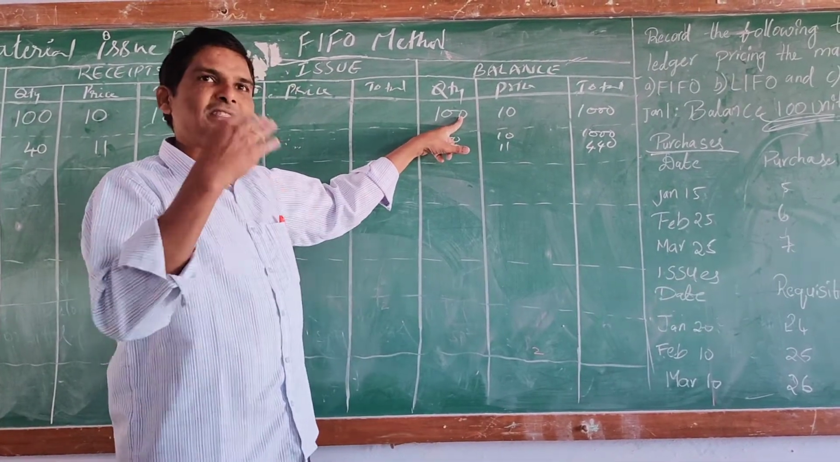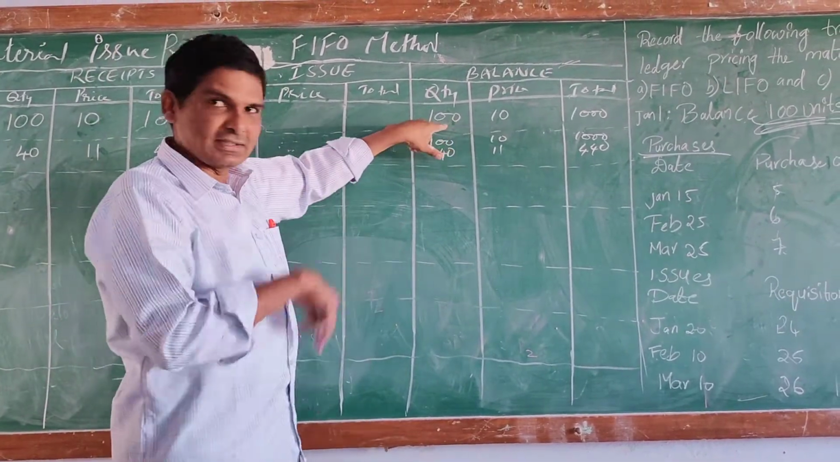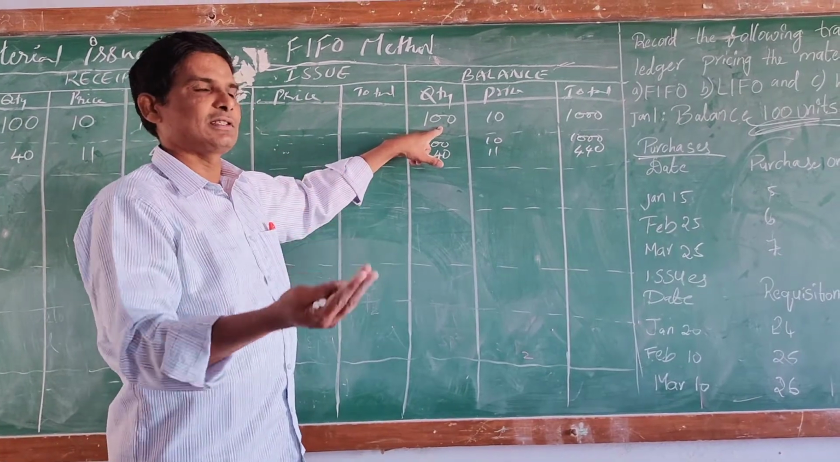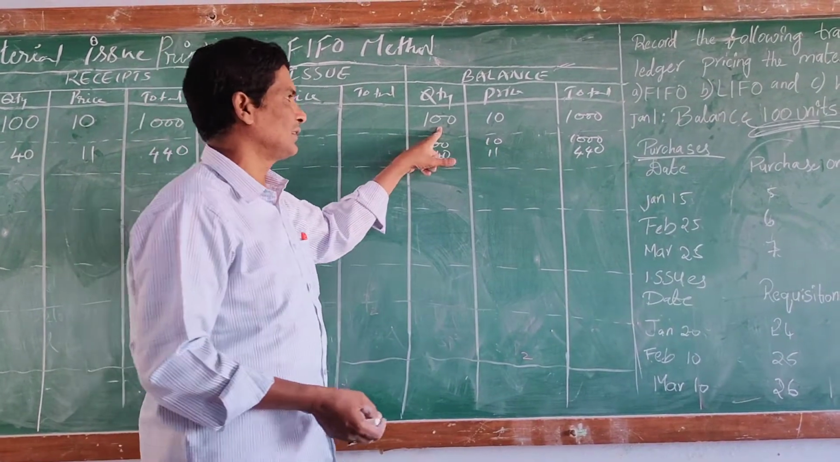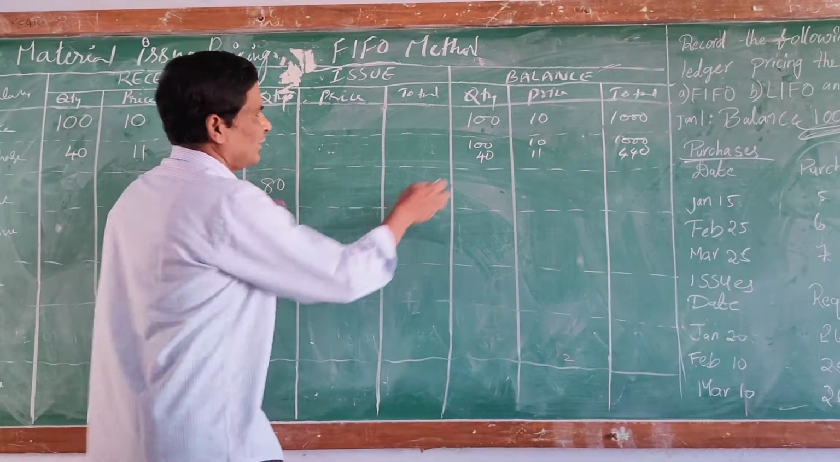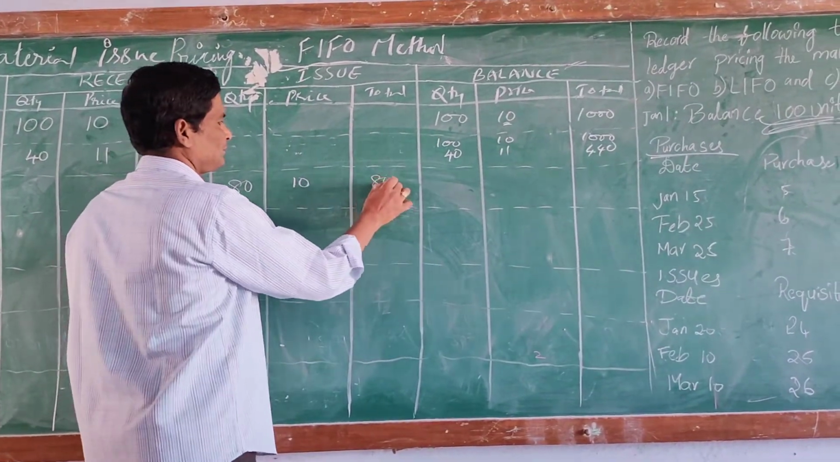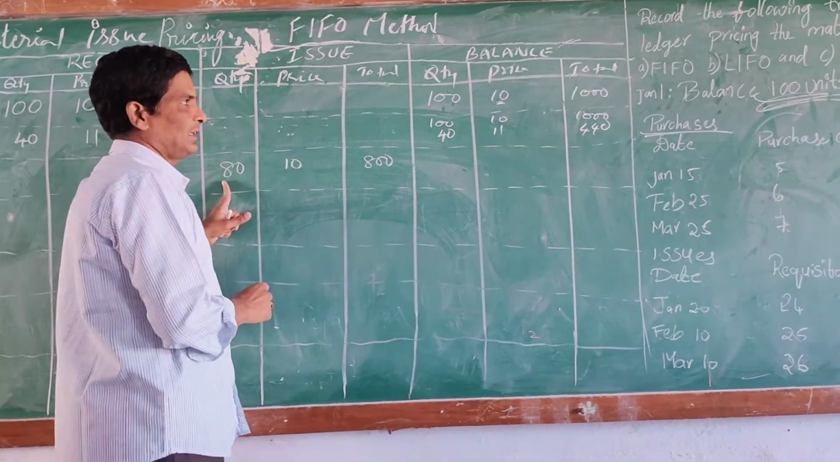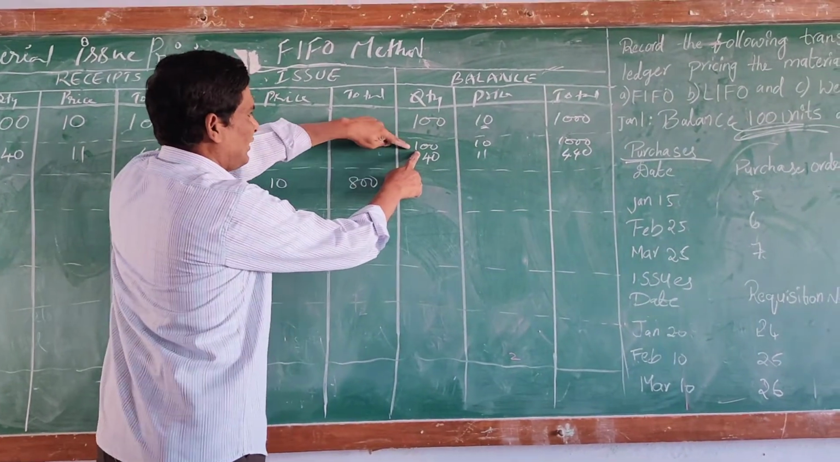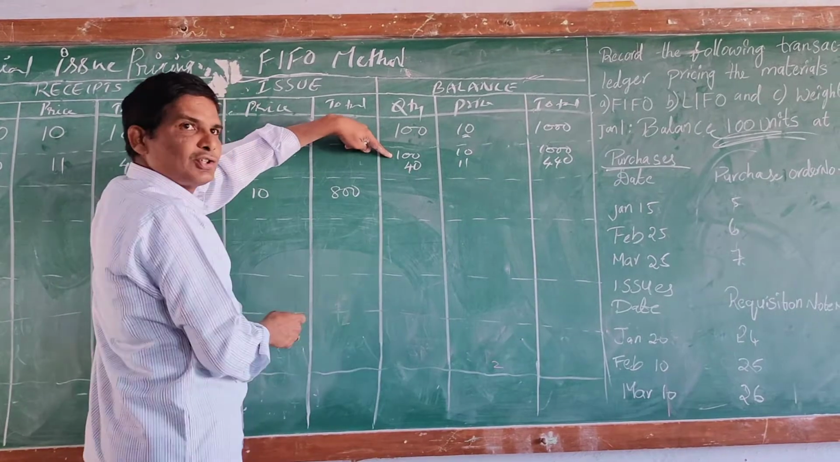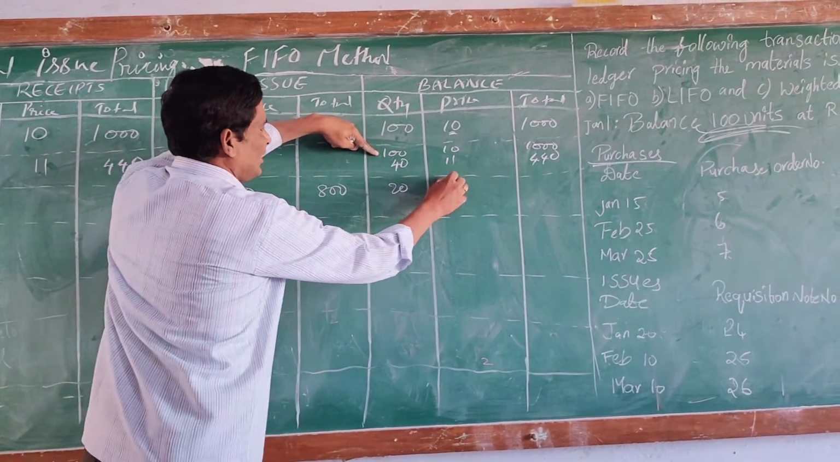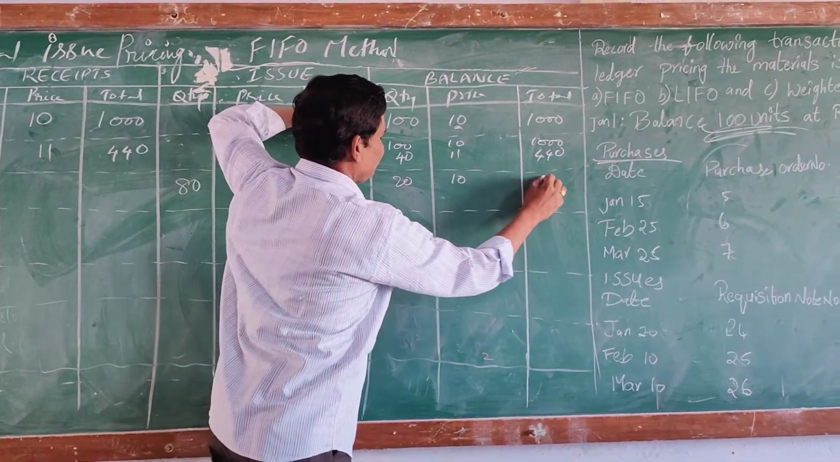So this is to be sent out first. First in, first out. So how much? 8. What is the price? 10. 80 into 10, how much? 800. What is the balance from this 100? 80 units were issued, so remaining is 20. So 20 into 10, how much?